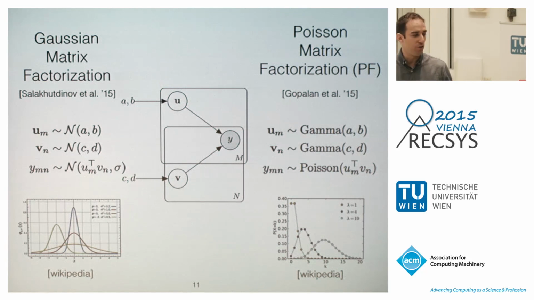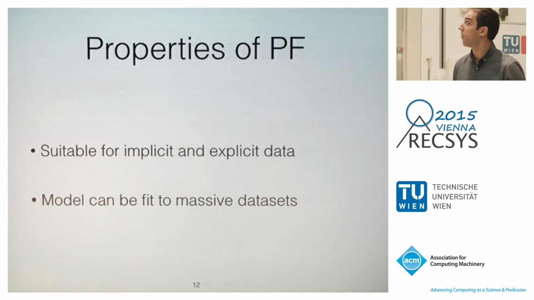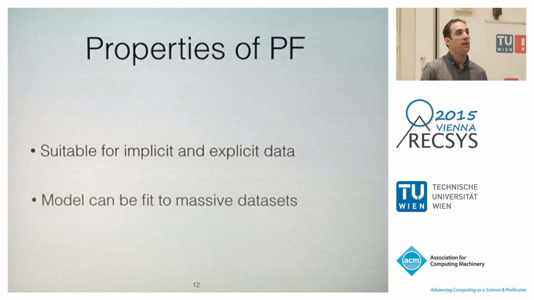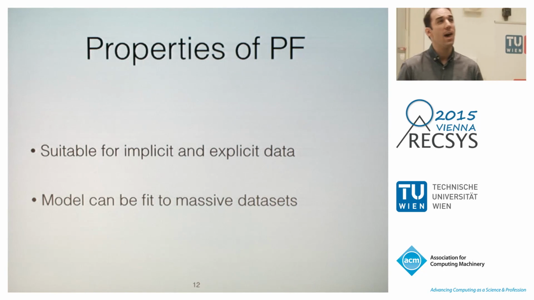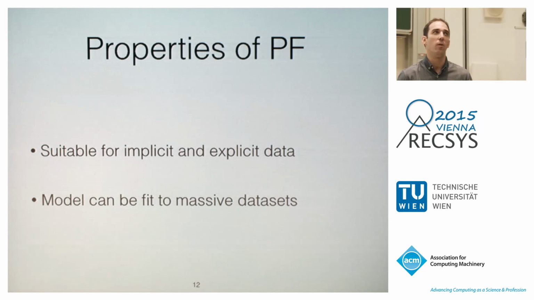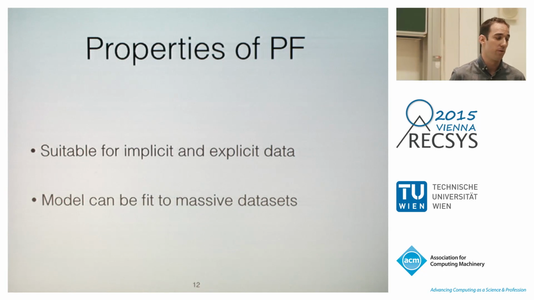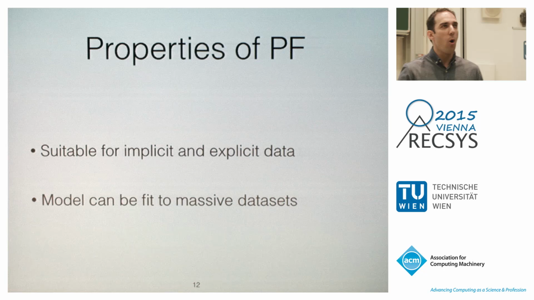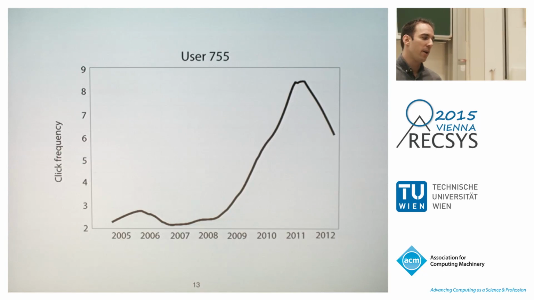And there are many interesting properties of this Poisson factorization. I've highlighted two here that we may care about. One of them is that it works both for the implicit and explicit data case, and that's been shown experimentally. And because of the modeling assumptions that we've made, which I won't go into, inference is very efficient, and thus this model can be used to fit very large, massive data sets.